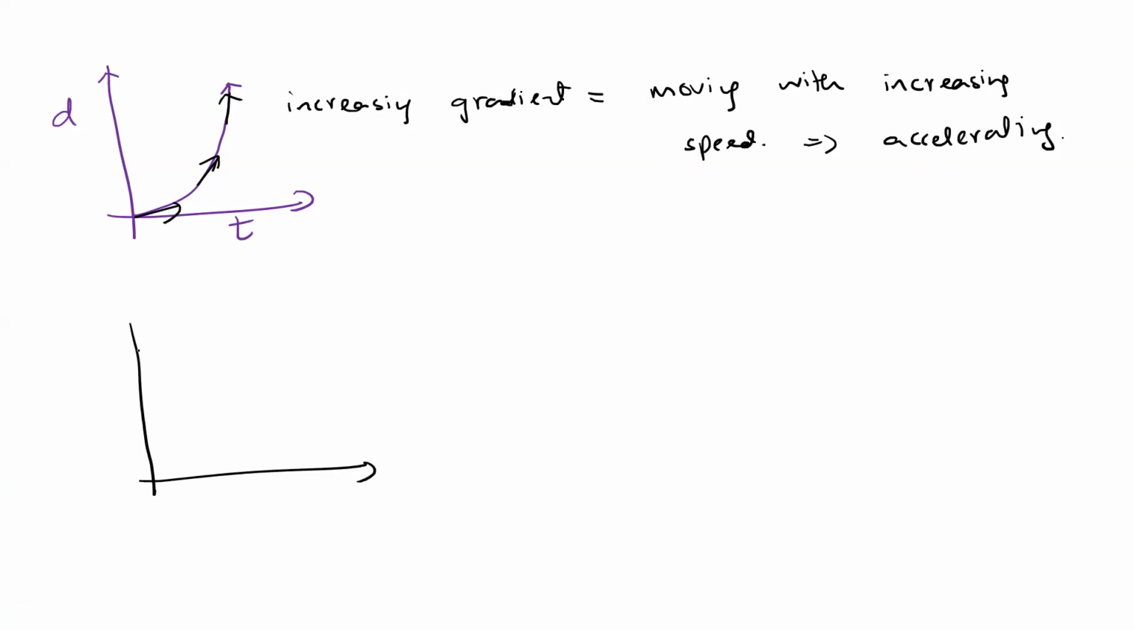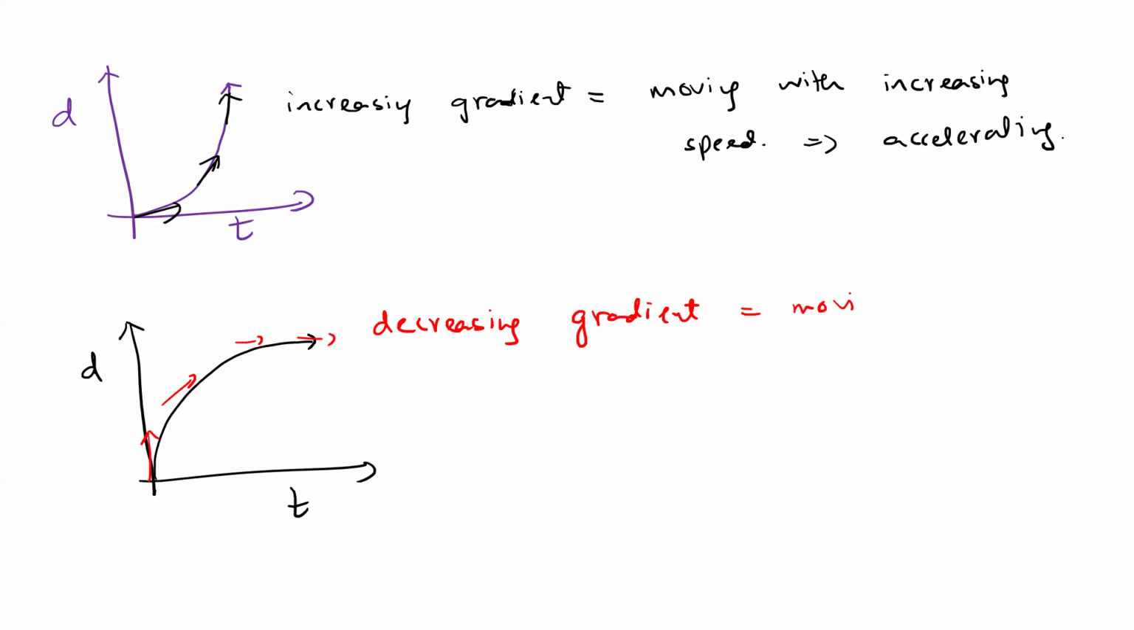Now, what if we have something like this? That's a distance-time graph. So what happens here? So that's a decreasing gradient, right? So that's moving with decreasing speed, and that's deceleration. Do you guys get this? Is this understood?